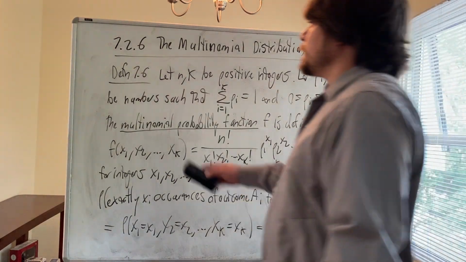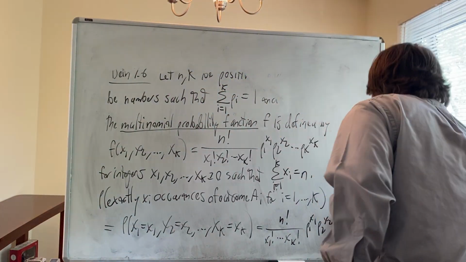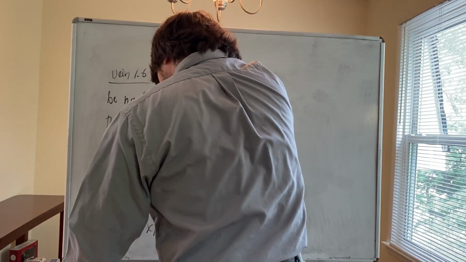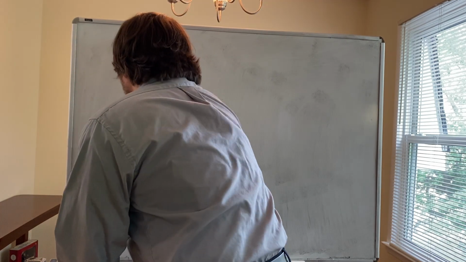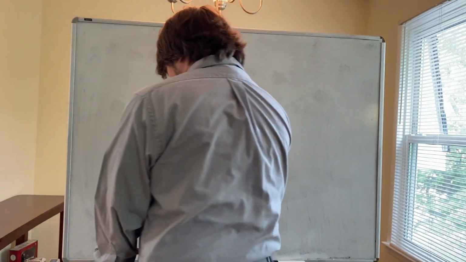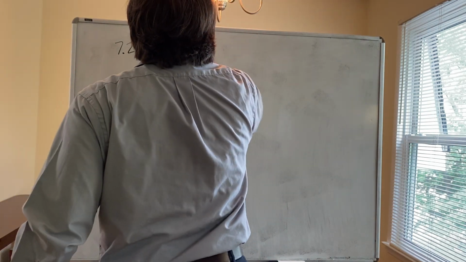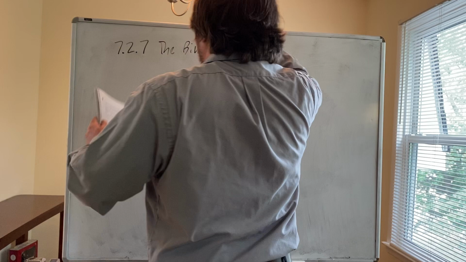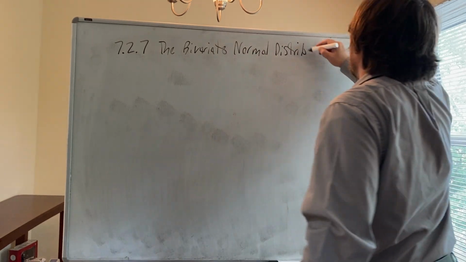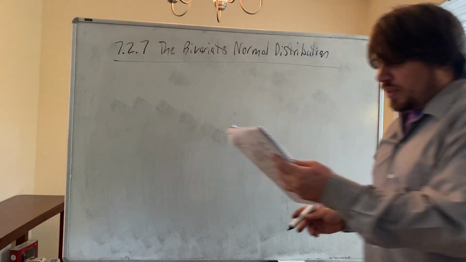Okay, so the next section. 7.2.7, the bivariate normal distribution. So the bivariate normal distribution, definition 7.7.